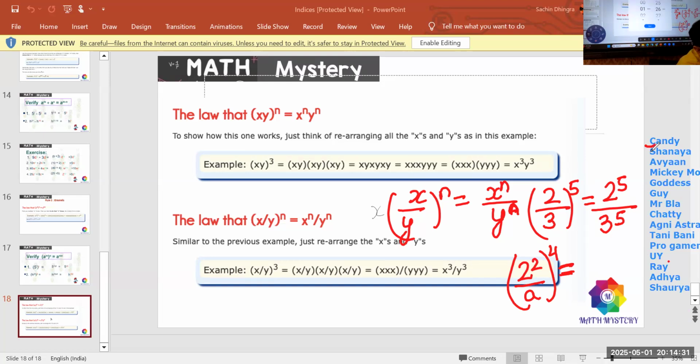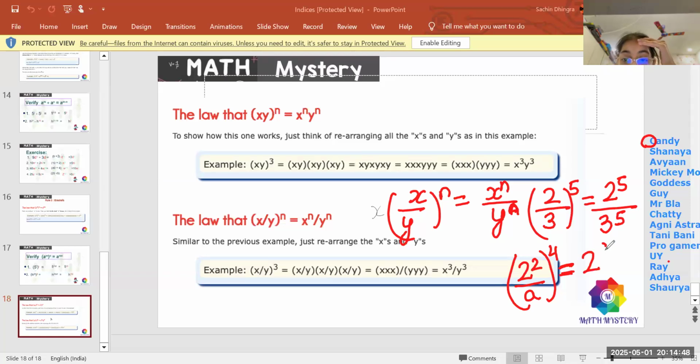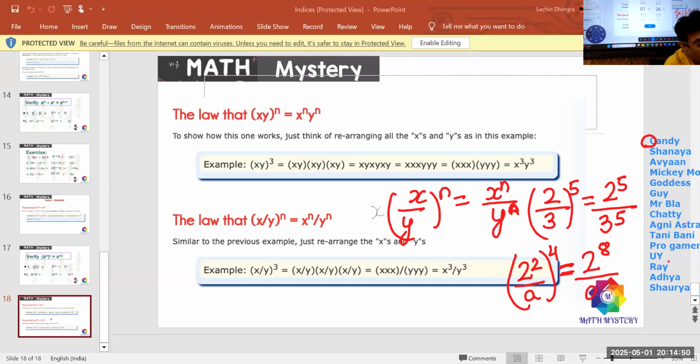Today I have not heard Candy's voice. Candy, it will give me what? Sir, 2 to the power of 8 upon a to the power of 4, because this power will transfer to both.